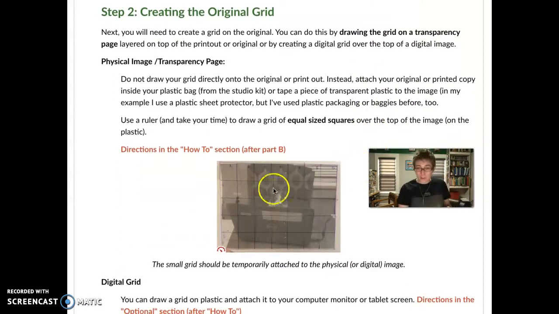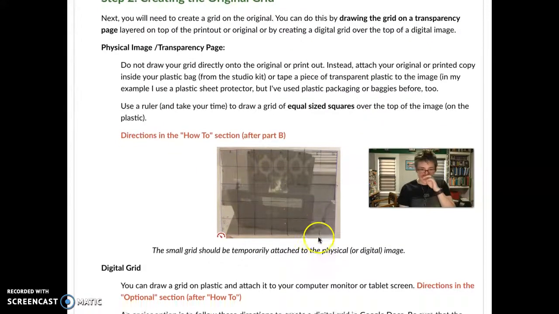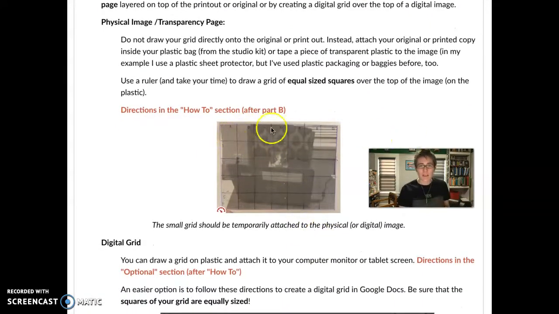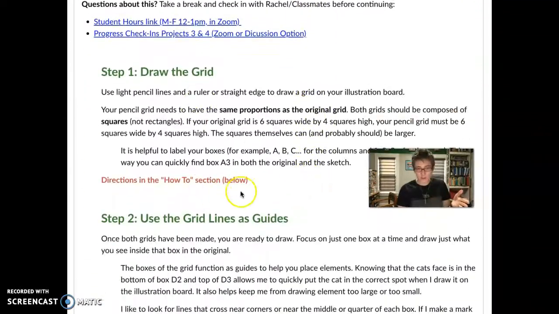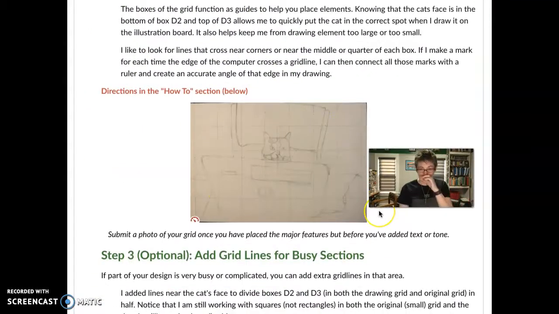You're going to create a grid on the image or on the computer for the image, a small grid. This one is 6 by 5, and then you're going to later create a large grid on your illustration board. So you're going to draw a grid again. There's video and explanation of this. I think that part is relatively straightforward. It's just the integration of how these go together.